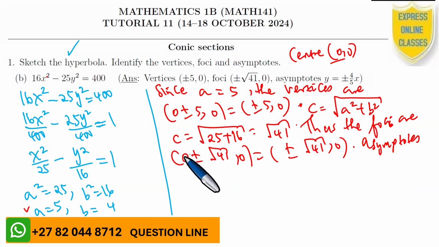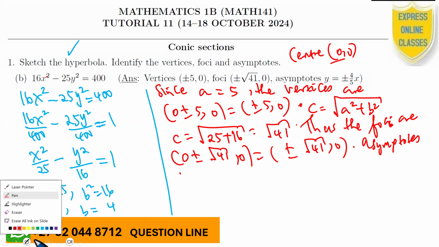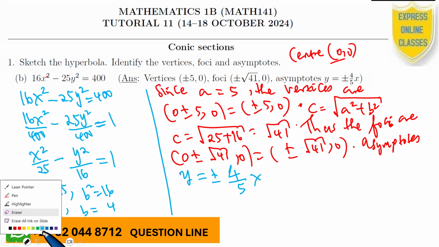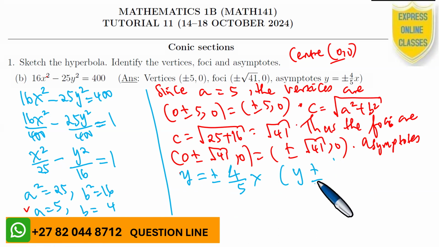To get the asymptotes, it's so easy. You can always memorize A over B, where A is on the positive. So you can always say the asymptote is going to be y because A is on the positive, so it is plus or minus this one, the A, which is 5. But obviously, because the x is first, it becomes the other way around. This is what I was saying. So it becomes B over A, so it becomes 4 out of 5x. But how do you know if it's B? This one is like y is plus or minus B over A.